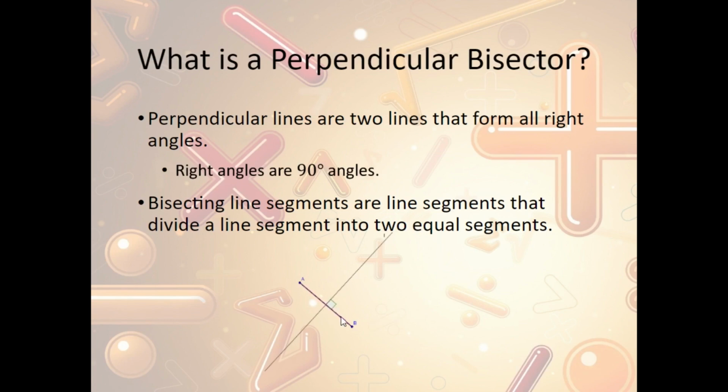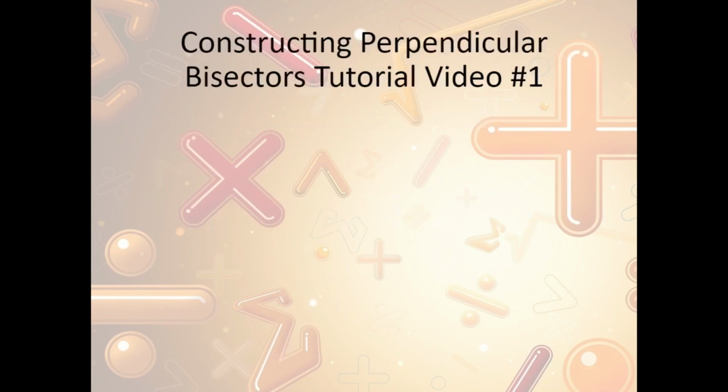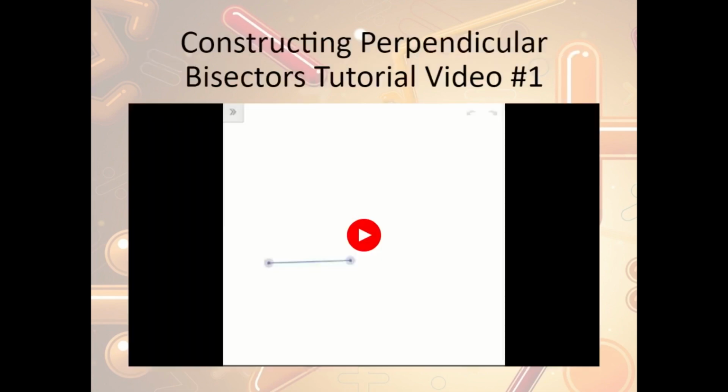So an example of this would be here. We have our original line segment here. If we were to cut that in half, if we were to go halfway through, it would be right here. And then when we draw our line, it forms all right angles here. So this is a right angle, right angle, right angle, and right angle. So that's a perpendicular bisector. Now, how do we construct perpendicular bisectors?